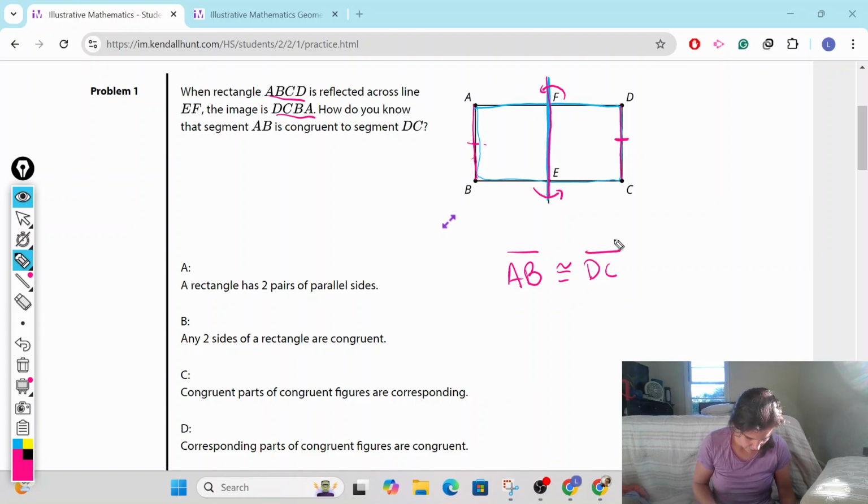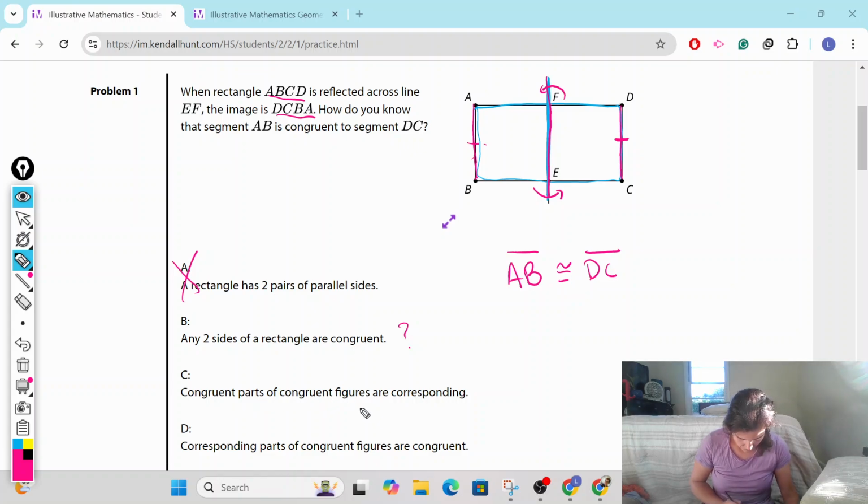But let's look at our answers. A rectangle has two pairs of parallel sides. This is a true fact, but it doesn't tell us that AB is congruent to segment DC. So I'm going to cross them out. Any two sides of a rectangle are congruent. That is true, but does that prove that the segment AB is congruent to DC? I feel like it should. So we're going to put a question mark on this one, but we'll come back to it.